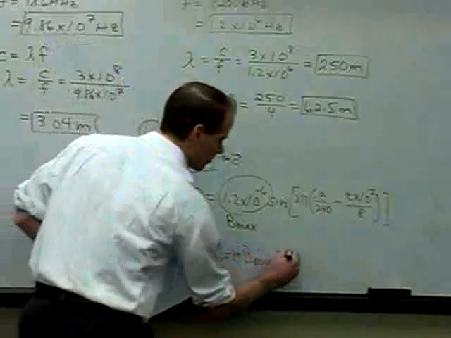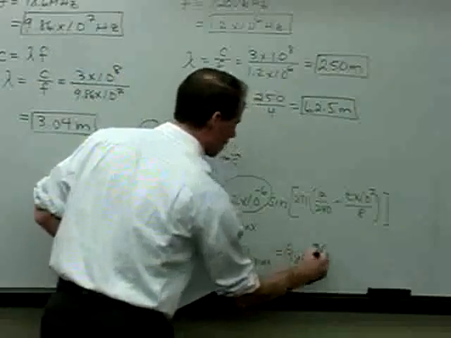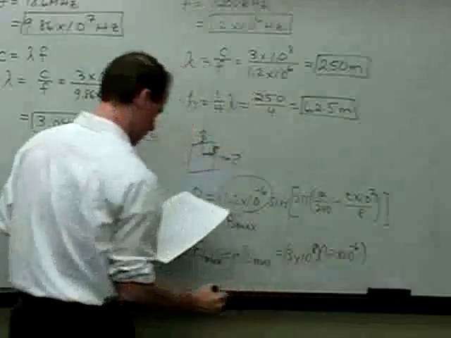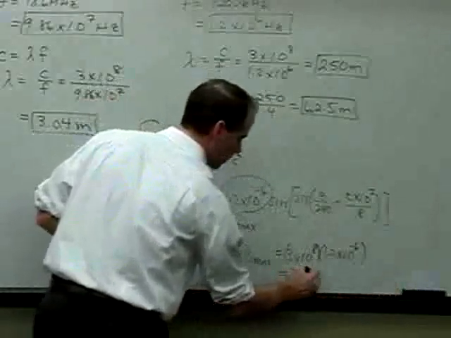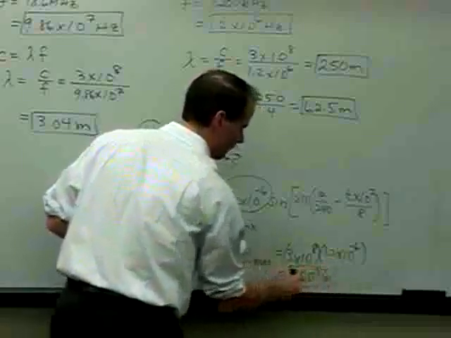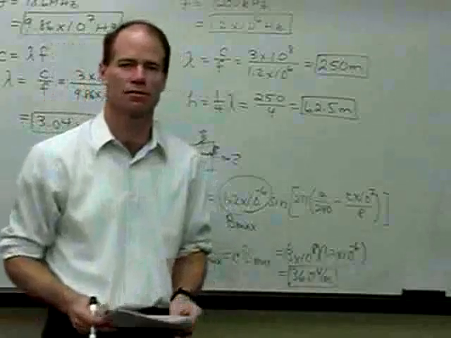And in this case, that'll be 3 times 10 to the 8 times 1.2 times 10 to the minus 6. So that'll be 360 volts per meter. So that is the maximum electric field, 360 volts per meter.